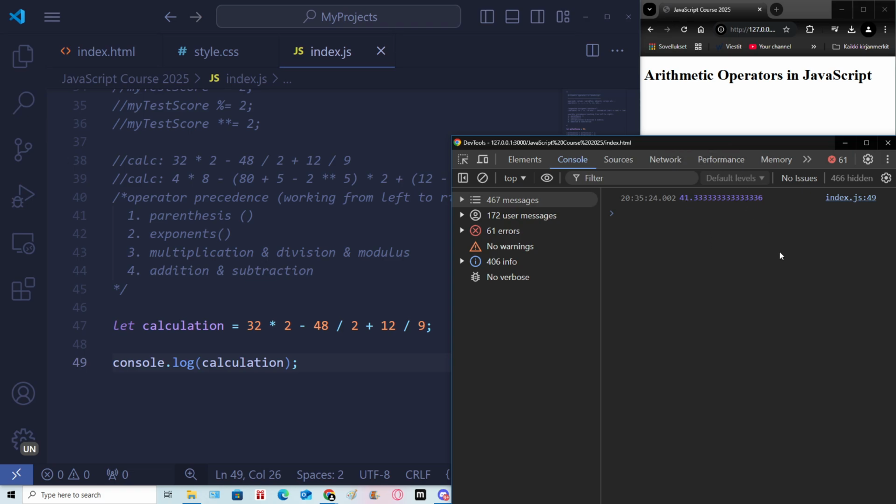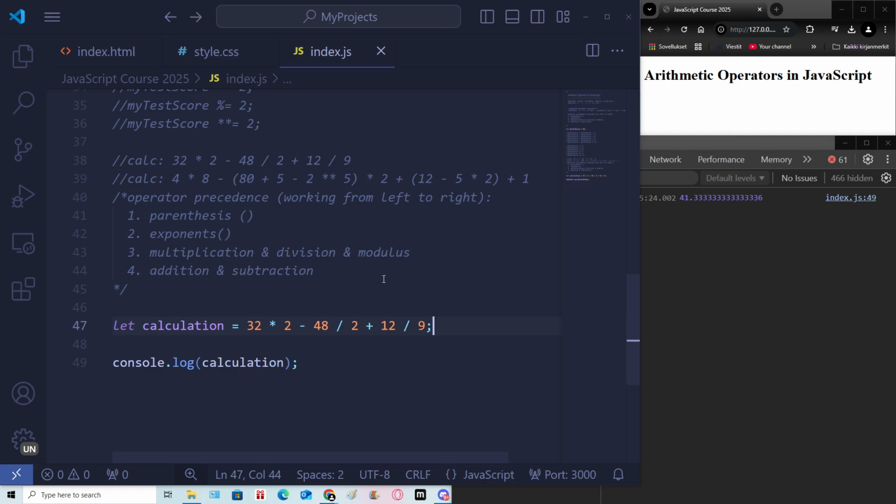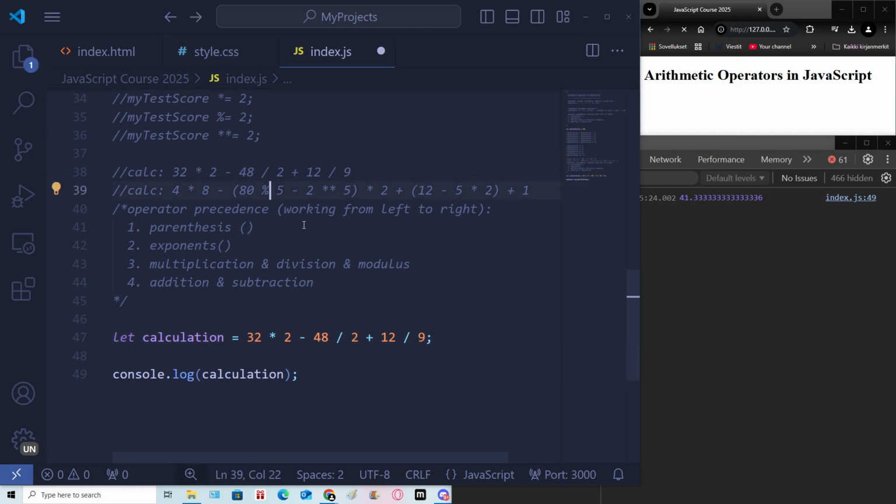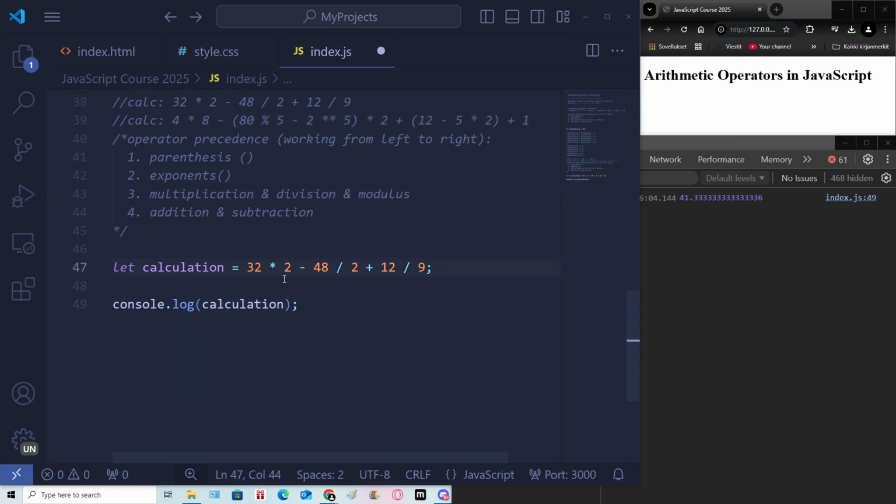So that's gonna be 41.333333 something. Alright, so first we already checked for parentheses and exponents. There are none. And we work from the left to the right. So next we are checking for multiplication, division and modulus. Let me add actually a division, a modulus over here as well. Alright, anyways, first 32 times 2 equals 64.